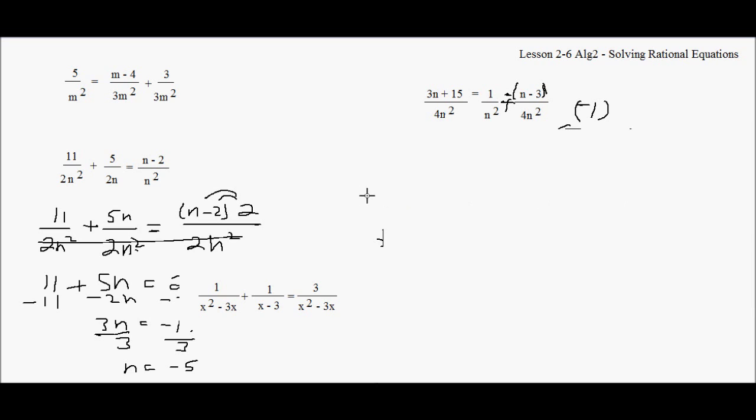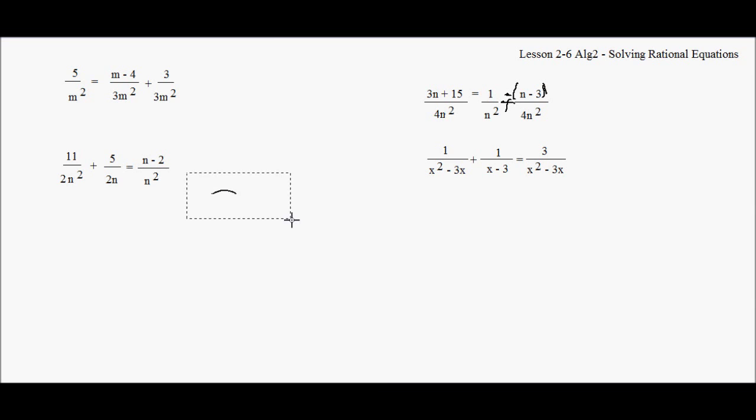Knock that off. Bring this guy back up here. This is a lot of garbage in the way. Okay, so now what do I have here? Well, this looks a little more complicated, but it's not that bad.